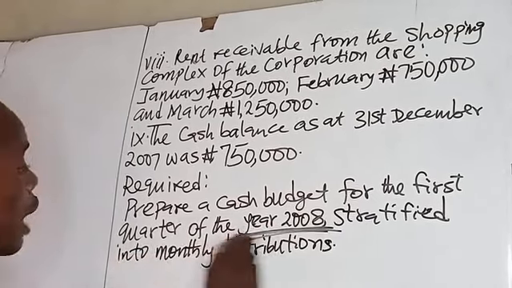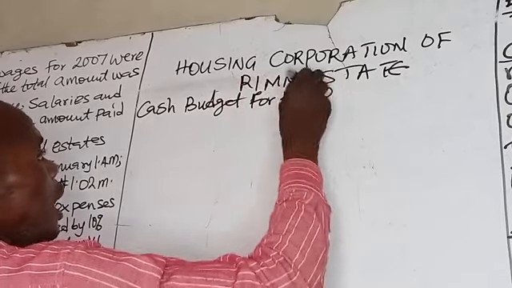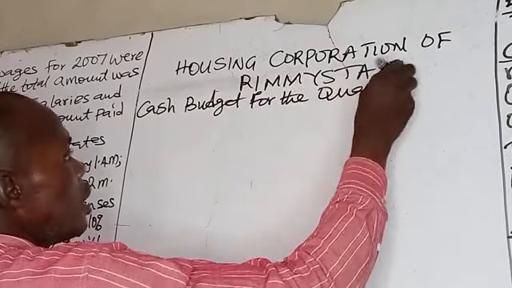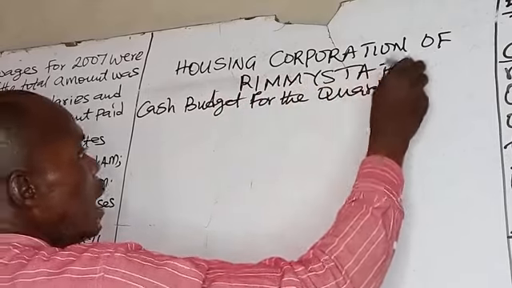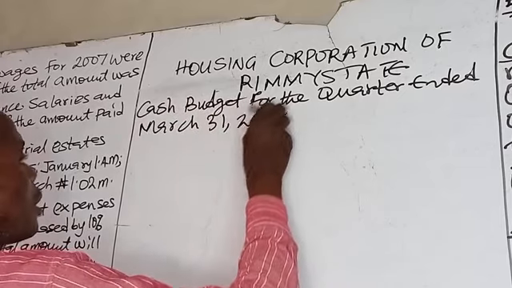Cash budget for the quarter ended March 31st, 2008.